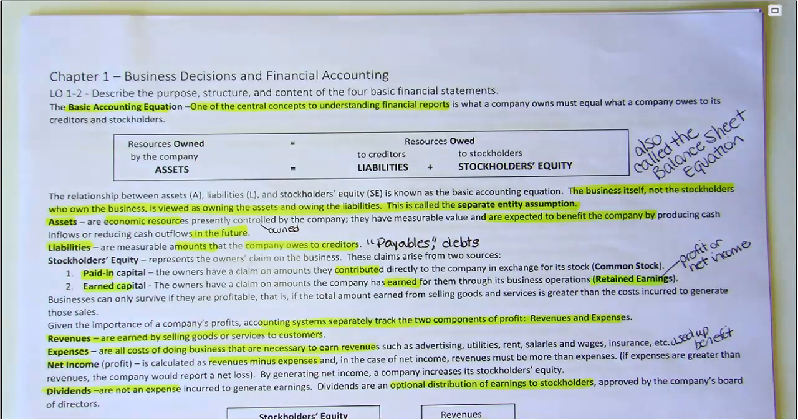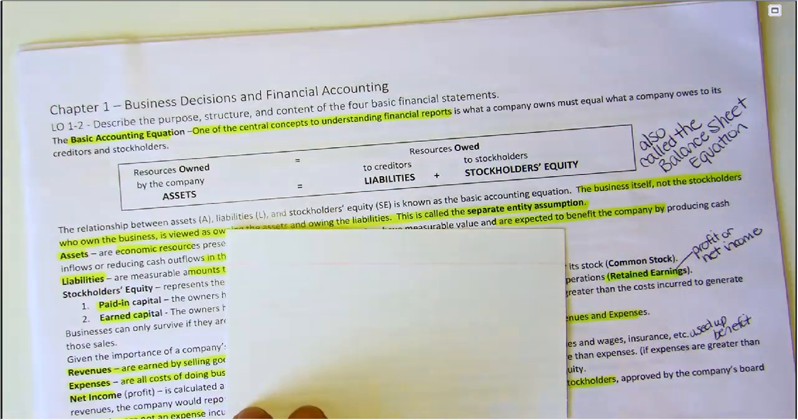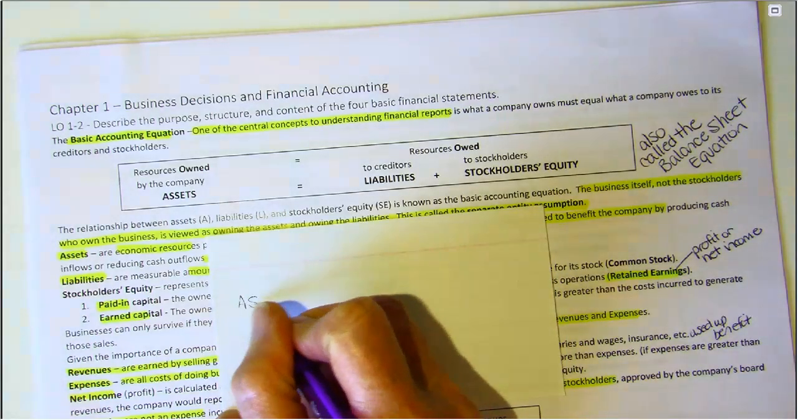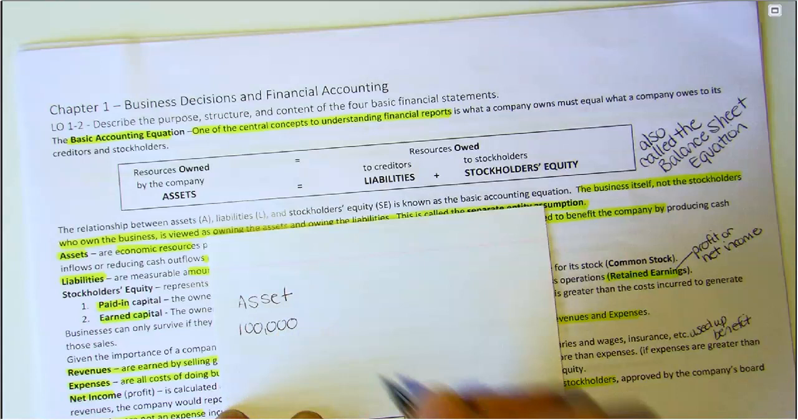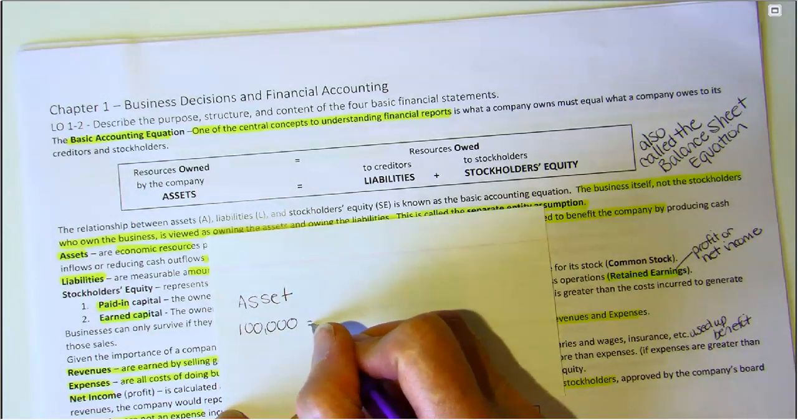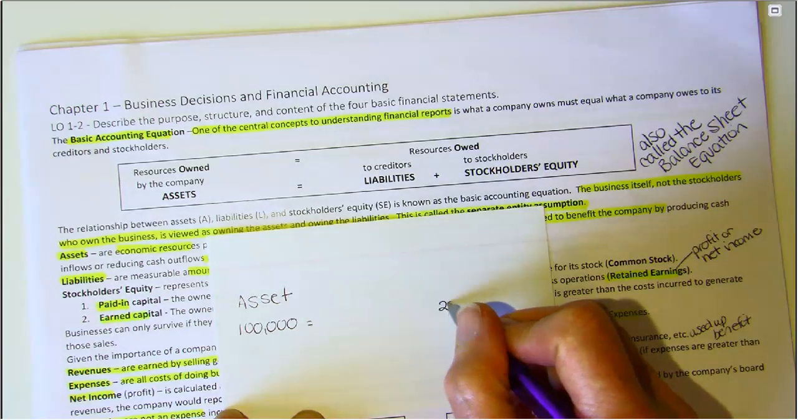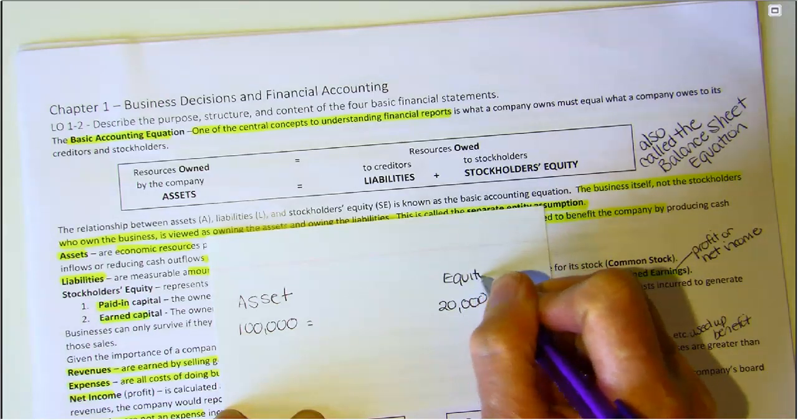Let's use an everyday example to discuss this. Let's say we want to purchase a home. And the house is $100,000. That's our purchase price. That would be our asset. The asset would be the house. Purchase price of $100,000. If you put $20,000 down on that house, that would be your equity, the portion of the house that you own.